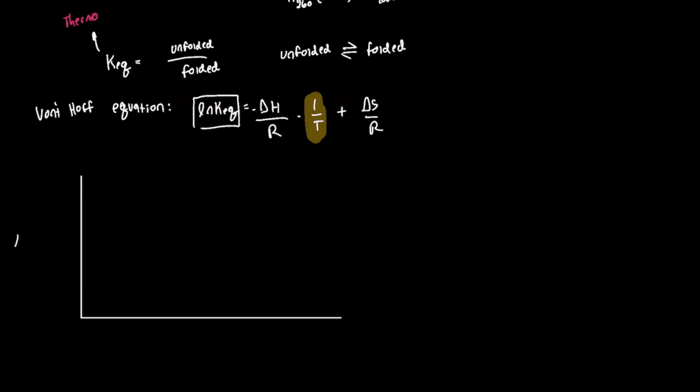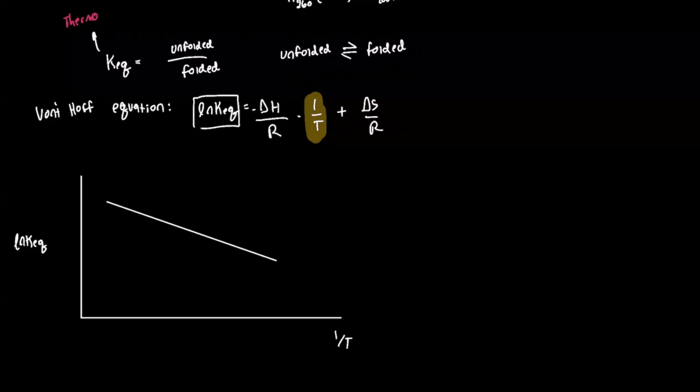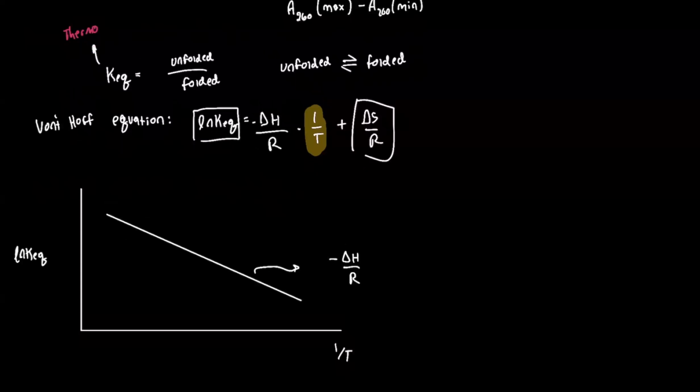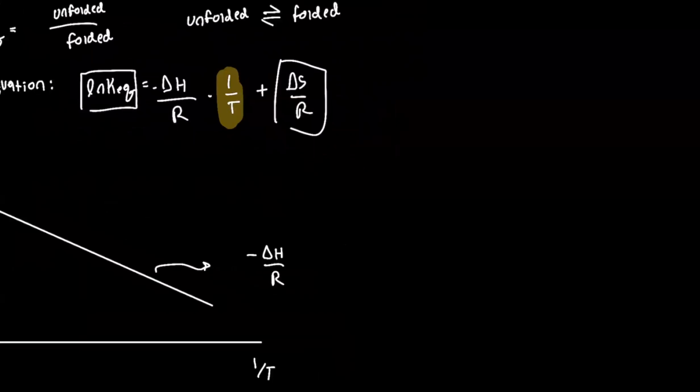So we have ln K_eq as the dependent variable, 1 over T as the independent. If we get a line, say something like this, then our slope is going to be the negative delta H over R, where R is the gas constant. And then our y-intercept is delta S over R. So we'll be able to find everything we could want from this equation. There are some downsides to this. Let's talk about some of those disadvantages.